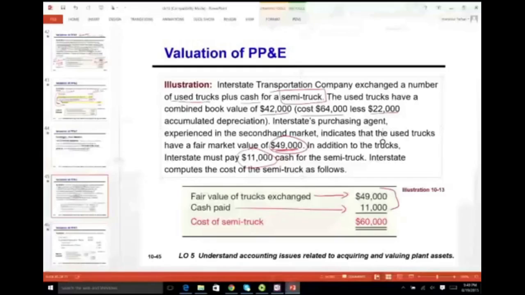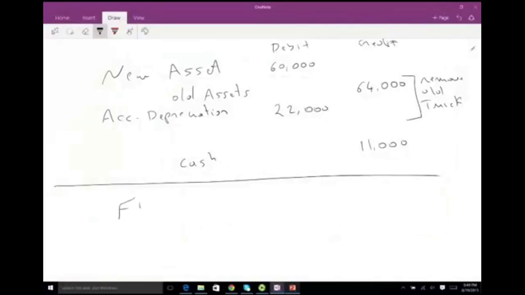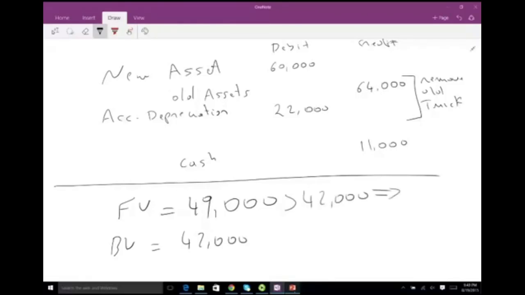What is the rule? The rule is you compare the fair value of the asset given up to the book value. The fair value is 49,000, and the book value was given. The book value is 42, which is given to us. The fair value is greater than 42. Therefore, we have a gain of 7,000. And always a gain is a credit. So when we record the gain, we record it by a credit. We record the gain of 7,000.